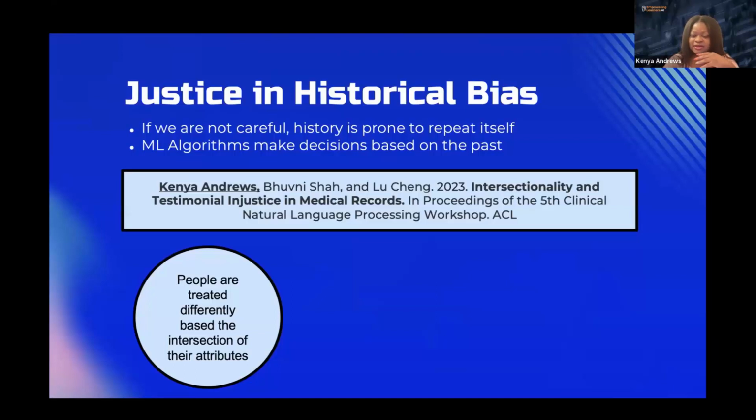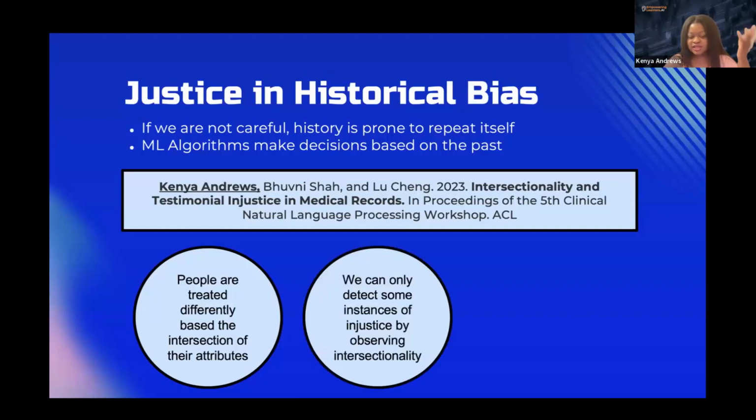Sorry, this is a little out of order, but I worked with some people here on a work that looked at intersectionality and testimonial injustice, where testimonial injustice is where you're unheard. And intersectionality is how different aspects of who you are come together to determine how you have power in the world or the lack thereof. And what we found is that we can only see some of those instances of injustice when we look at intersectionality. Oftentimes in machine learning, it's ignored for simplicity's sake and for generalizability. But taking that extra step is the only way that we see some of those instances of injustice.